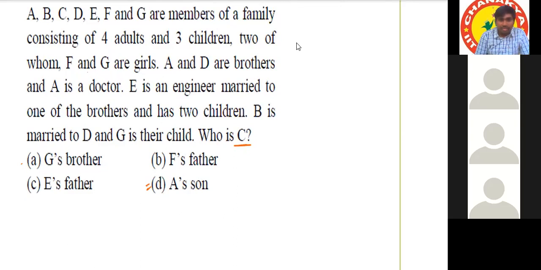Then there are 3 children. F and G are girls. F is a female and G is also a female. A and D are brothers. A is a male, is a doctor, and is the brother of B. And B is also the brother of A.